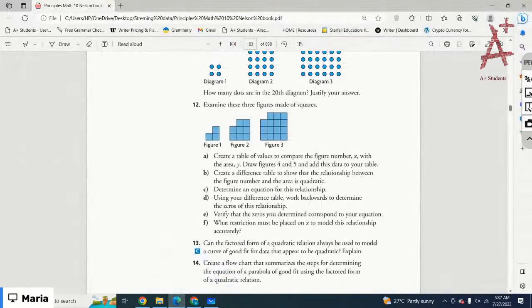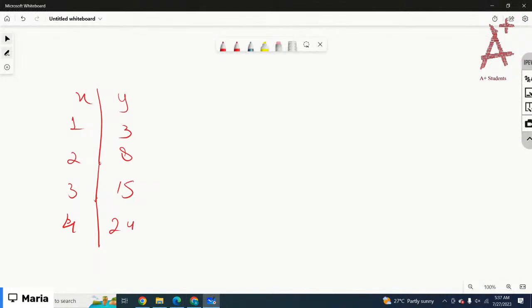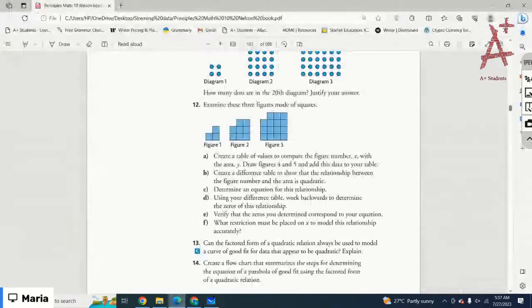Hold on, 1 2 3, 1 2 3 4. That means the next one is 5. 5 times 5 is 25 minus 1. It would be then 24. Then for 5, 6 times 6 is 36, and 36 minus 1 is 35. Okay, that is the table of values with the next two values.